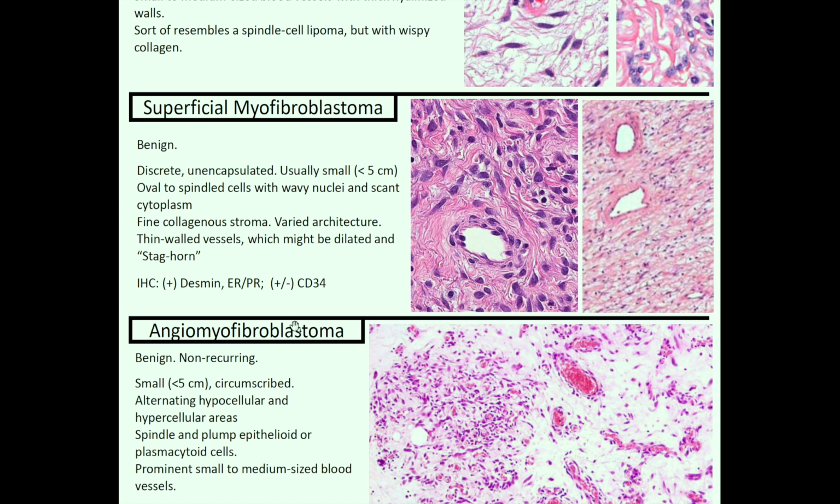Next up, we've got angiomyofibroblastoma. So this is benign, non-recurring, with alternating hypocellular and hypercellular areas, with spindle and plump epithelioid or plasmacytoid cells, and prominent small to medium-sized blood vessels, as the name suggests. Again, positivity for desmin and ER and PR, with negativity for CD34.